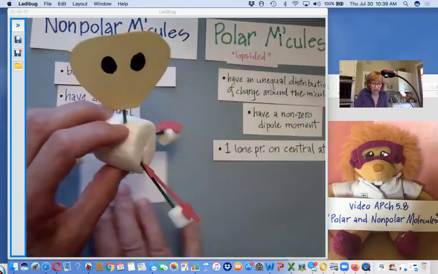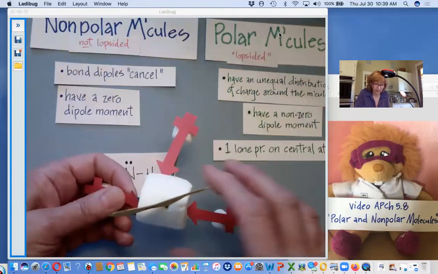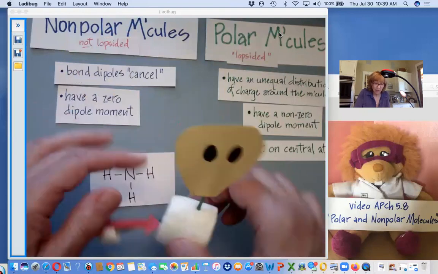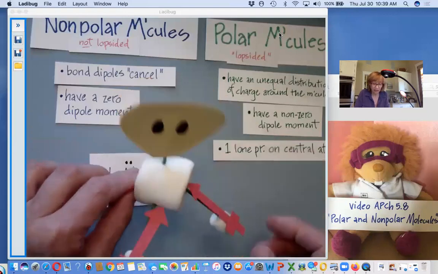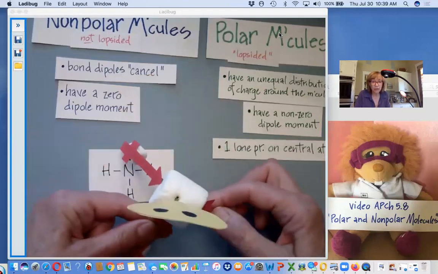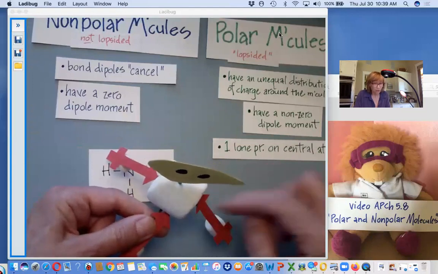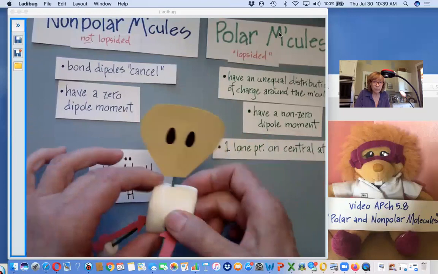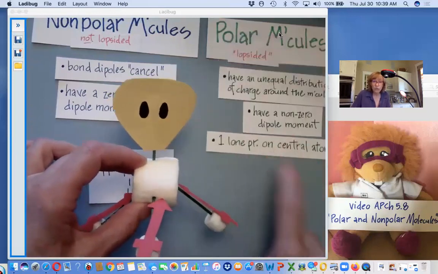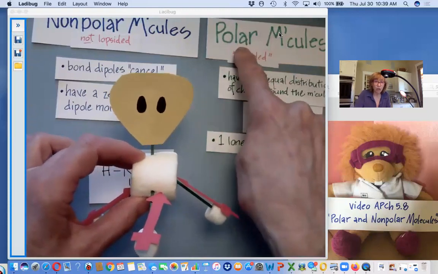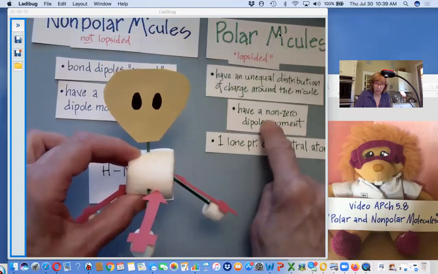Now these 3 bonds, the bond dipoles are all the same magnitude, but they are all pointing up in space toward the central atom. Remember, this geometry of the molecule is a pyramid. So the bond dipoles are not canceling out, and even more important, the central atom has one lone pair, which tells us it must be a polar molecule that has a non-zero dipole moment.